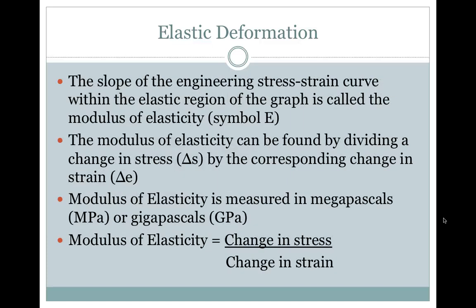The slope of the engineering stress-strain curve within the elastic region of the graph is called the modulus of elasticity. The modulus of elasticity can be found by dividing a change in stress by the corresponding change in strain. Modulus of elasticity is measured in megapascals or gigapascals. And then there's the formula there. Modulus of elasticity equals change in stress divided by change in strain.